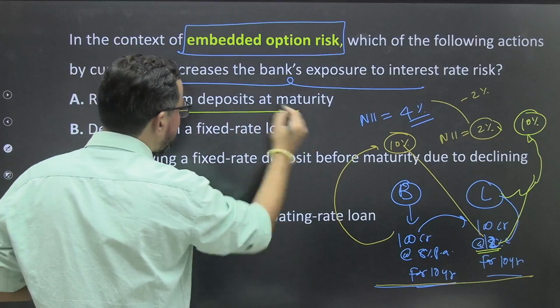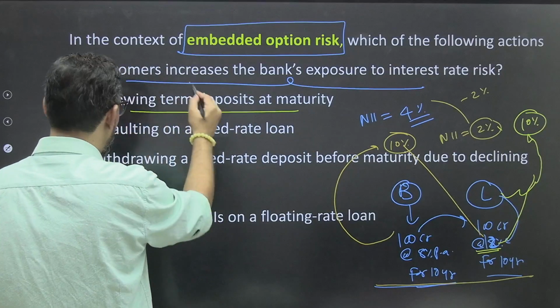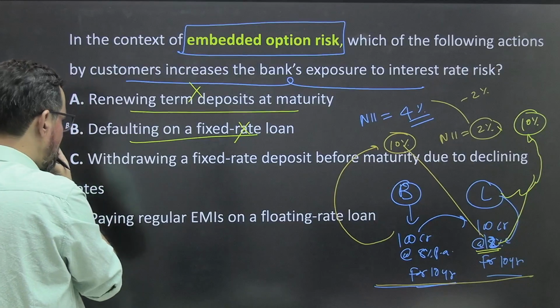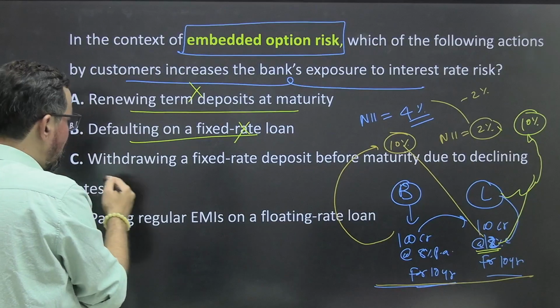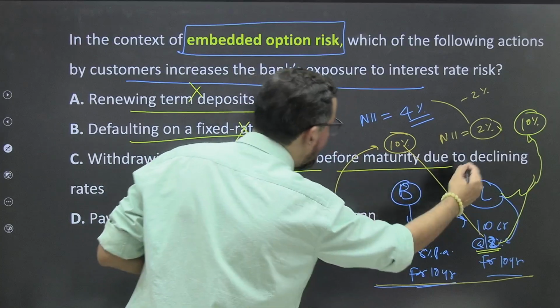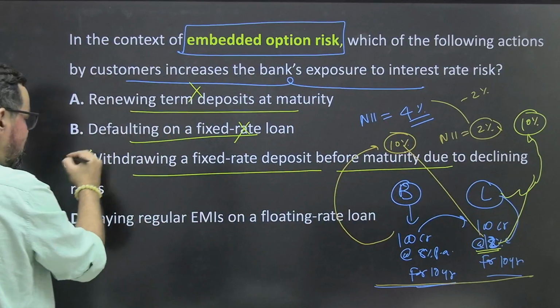Renewing term deposit at maturity, defaulting on fixed rate loan, no, it is call risk basically. Okay? Withdrawing a fixed rate deposit before maturity due to decline in rate. This can be also done.